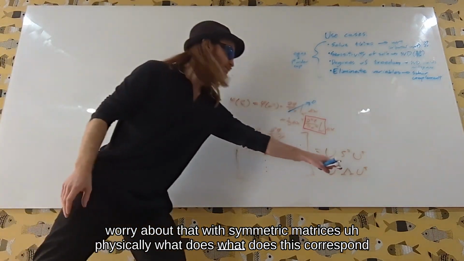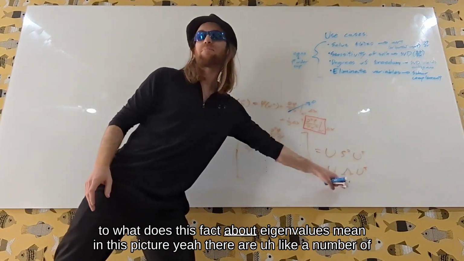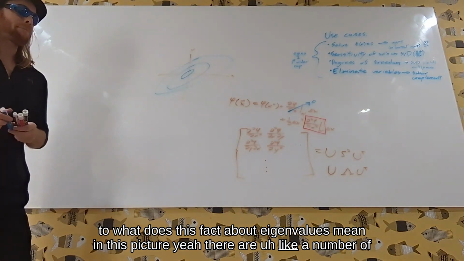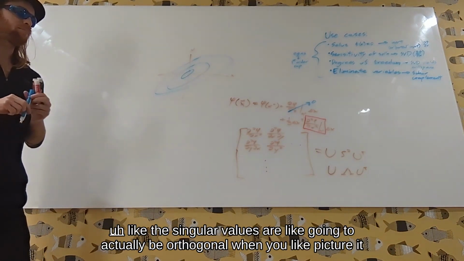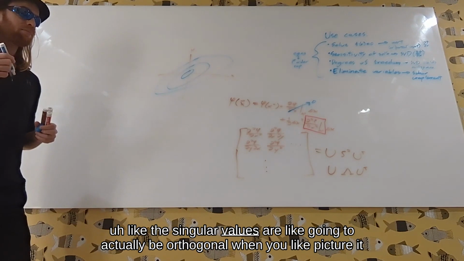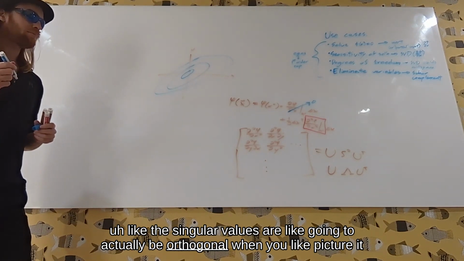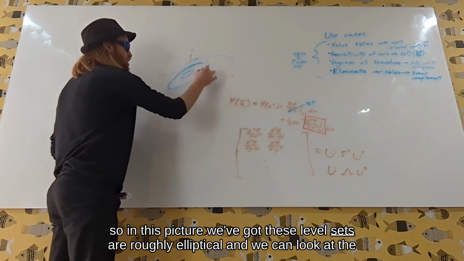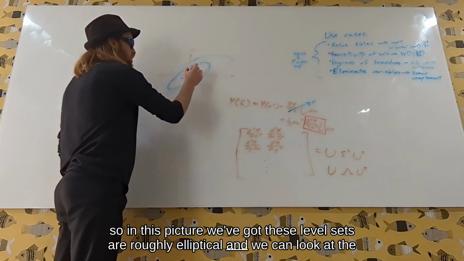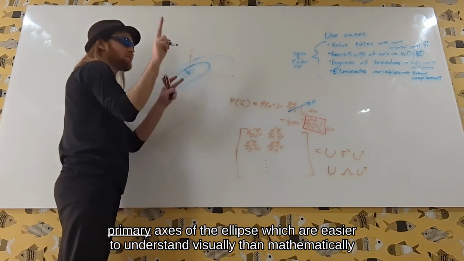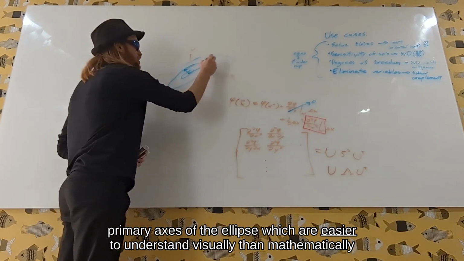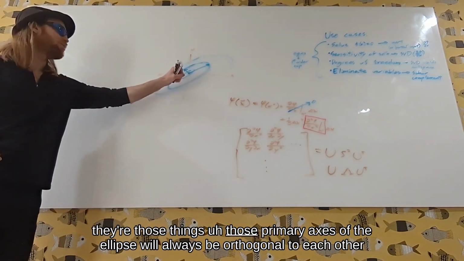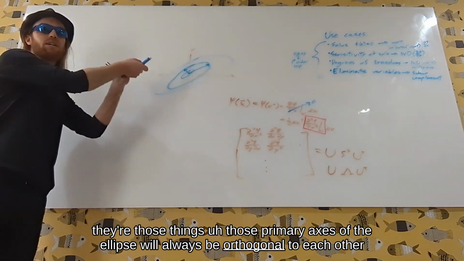Physically, what does this correspond to? What does this fact about eigenvalues mean in this picture? The singular values are actually going to be orthogonal when you picture it. In this picture, we've got these level sets that are roughly elliptical, and we can look at the primary axes of the ellipse, which are easier to understand visually than mathematically. Those primary axes of the ellipse will always be orthogonal to each other.